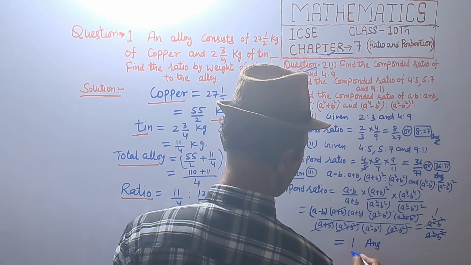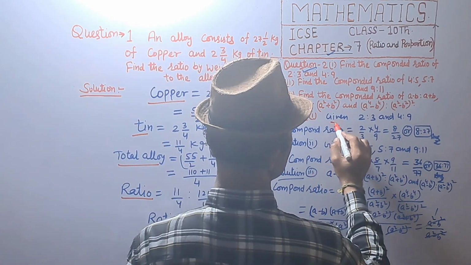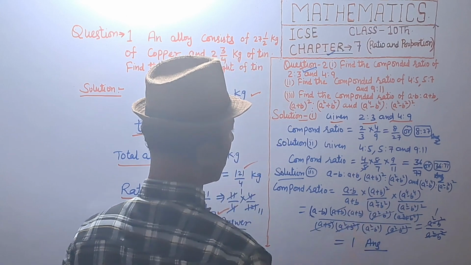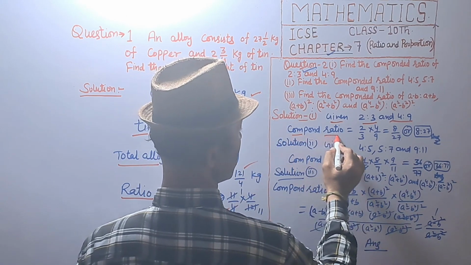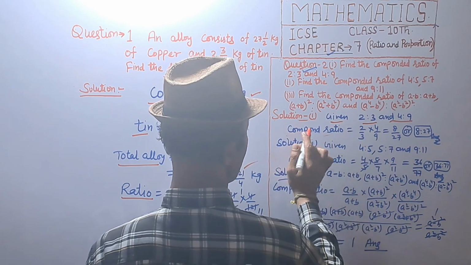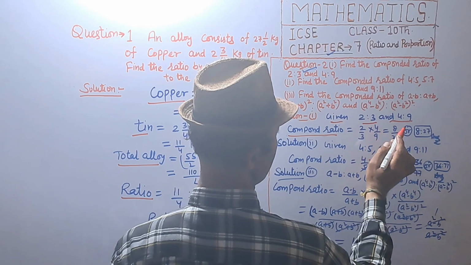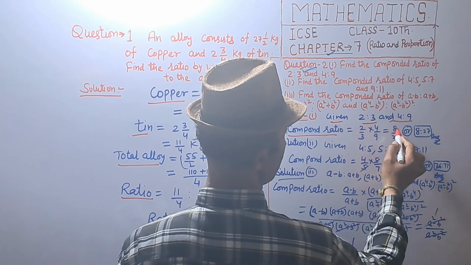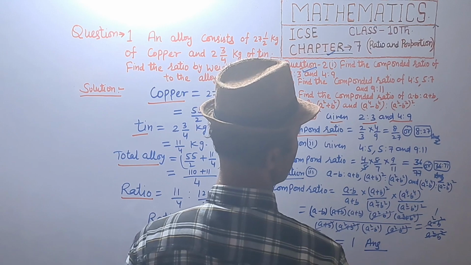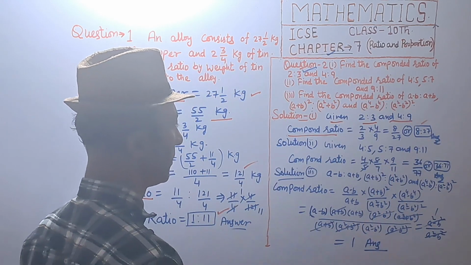1. Answer is 1. Given ratio 2:3 and 4:9, compound ratio equal to 2 upon 3 into 4 upon 9. 4 2s are 8 upon 27, or 8 ratio 27, answer.